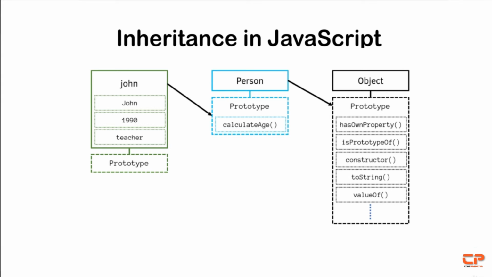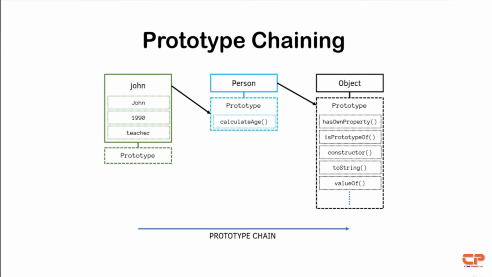So all the objects we ever make are instances of the JavaScript object, and that's why they have access to methods like toString, etc. Because those are part of the object's prototype property, and that's why both person and John will have access to these methods because they inherit from the JavaScript object. This chaining of methods from parent objects is called prototype chaining.